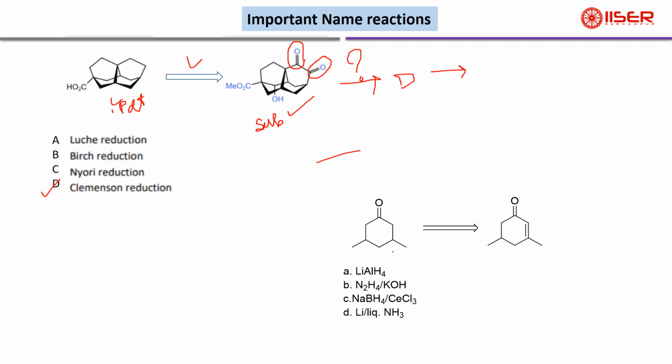Let's move to the next one. How will you plan the formation of this cyclohexane from this cyclohexene? The difference is that this double bond is getting reduced. So among these reagents, which one will selectively reduce that double bond?